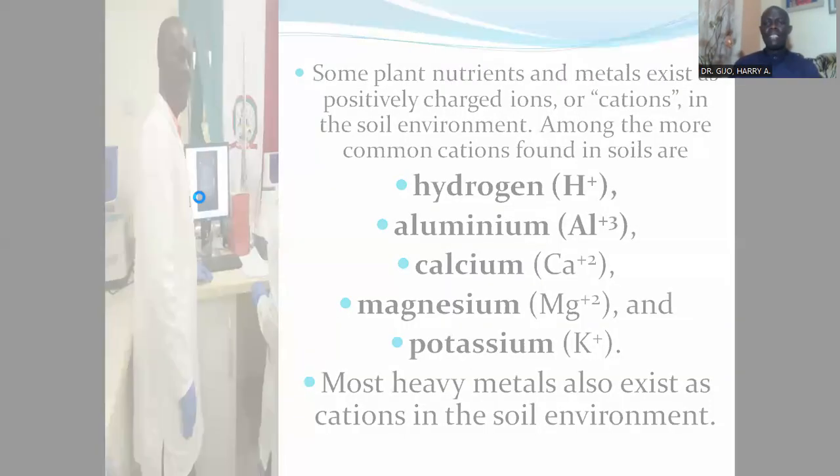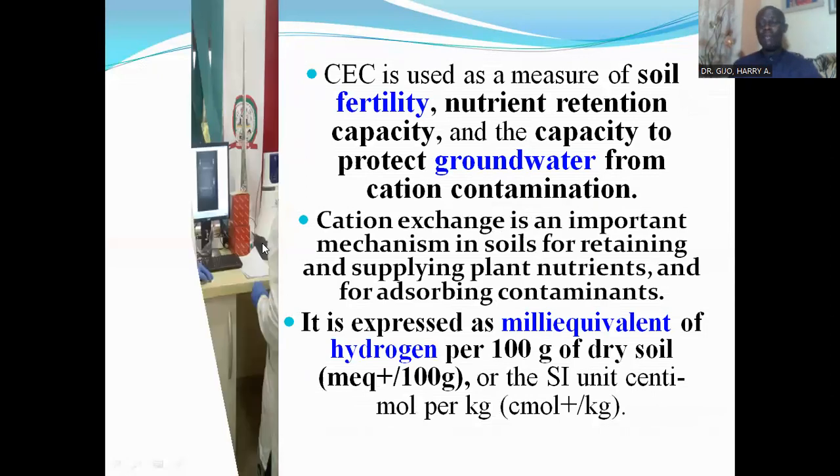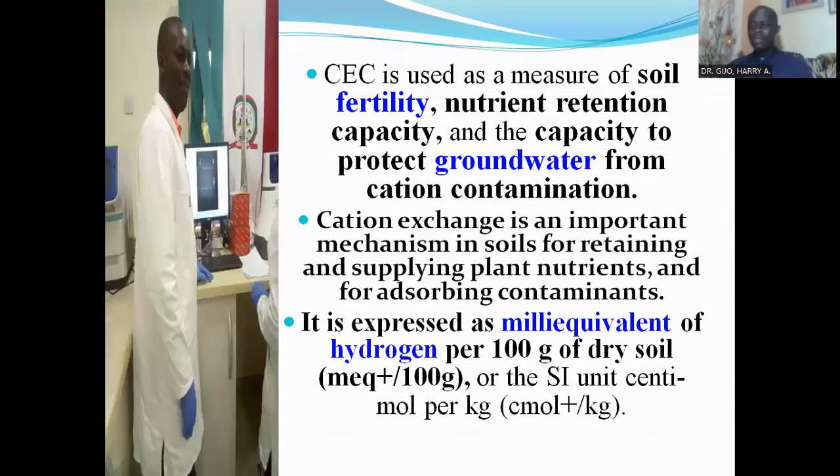So cation exchange capacity is a very important property of soil because it is also able to retain some of these heavy metals and prevent them from leaching to the groundwater. It's able to retain some of these heavy metals in the surface of the soil and prevent them from leaching to the groundwater, which would have serious health impacts on humans.